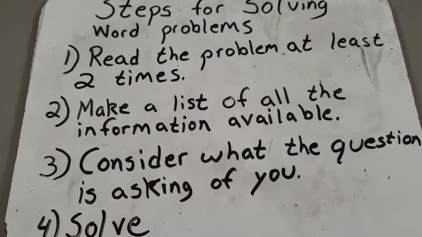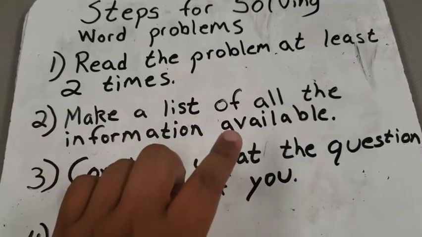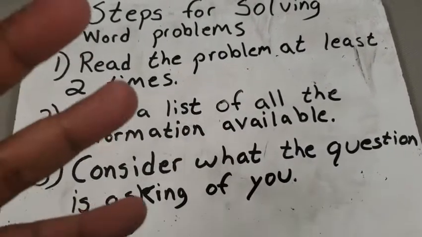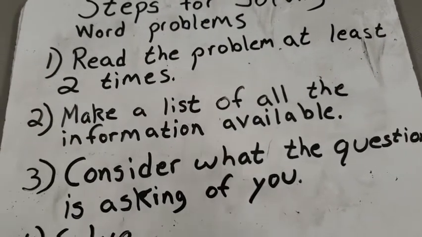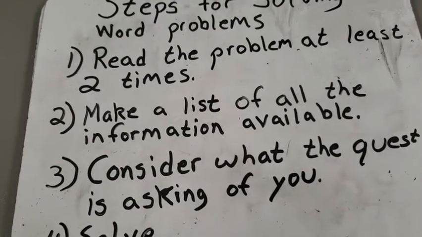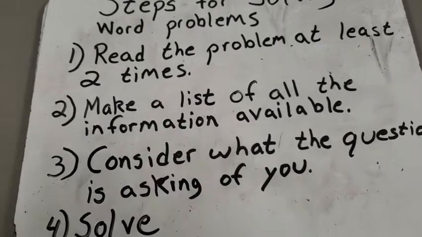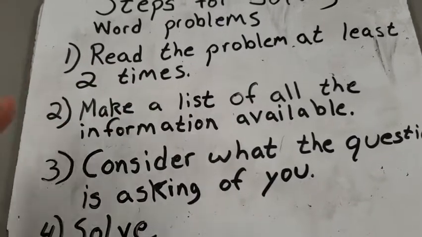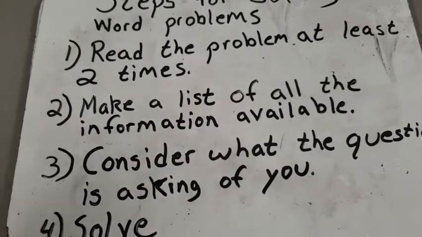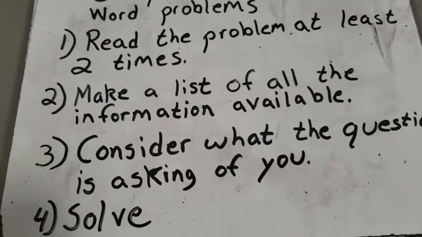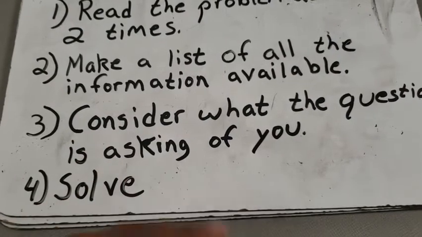Number 2, make a list of all the information available. Now, a lot of these word problems have a lot of, well, you guessed it, words. So sometimes the words get us confused with what we actually need to solve. So making a nice, and I'll show you this list, a nice short list will help you understand the problem a little bit better. And number 3, consider what the question is asking of you.